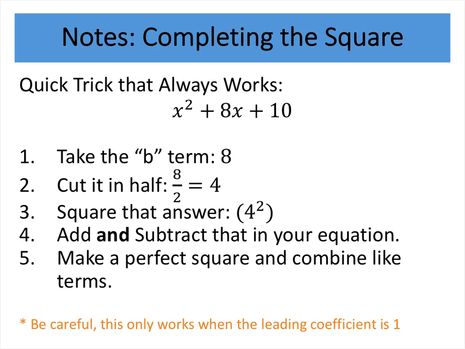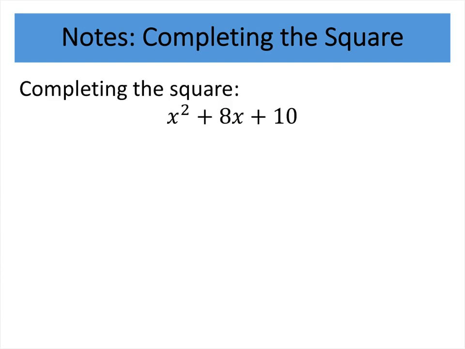So a trick that always works is, remember that we're taking that b term, we're cutting it in half, we're squaring that, and then we're adding and subtracting that into the equation to make a perfect square. This only works when the leading coefficient is 1. We'll talk about what happens when it's not 1. So I'm going to do this problem.